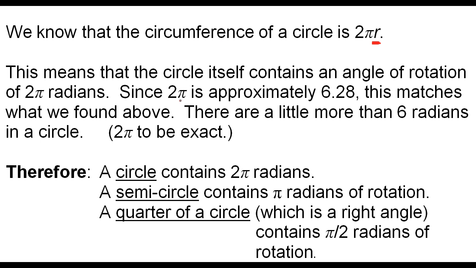Okay, now we know that pi is about 3.14, so 2 times pi is about 6.28. That matches what we found above. Remember it was about 6 1/3 radians? Well, it's not about 6 1/3, it's exactly 2 pi radians. So if a circle contains 2 pi radians, then half of a circle is pi radians, and a quarter of a circle is pi over 2 radians.